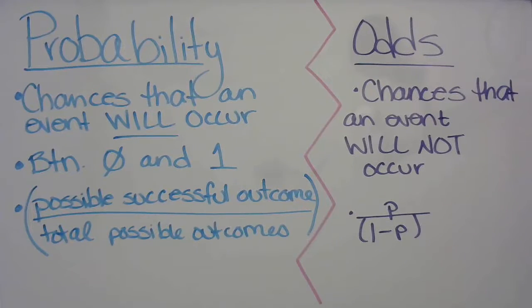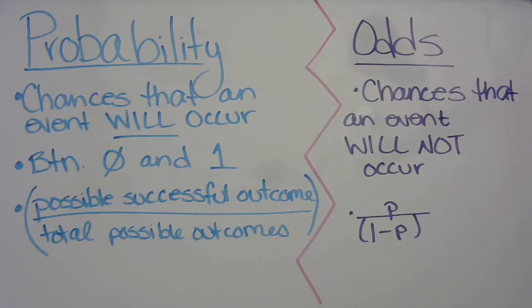Today's video will talk about probability and odds. So when we're talking about probability, we are discussing the chances or the likelihood that an event will occur. When you are calculating your probability, your values will be between 0 and 1. If you calculate a 0 for probability, that means that your event will not occur. If you calculate a 1, that means that your event must occur.